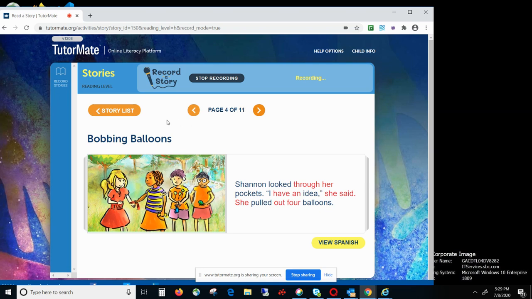Shannon looked through her pockets. I have an idea, she said. She pulled out four balloons. She gave a red balloon to Amber. She gave a blue balloon to Zeke. She gave a green balloon to Lamb. She kept the yellow one. You will need a long stick, too.